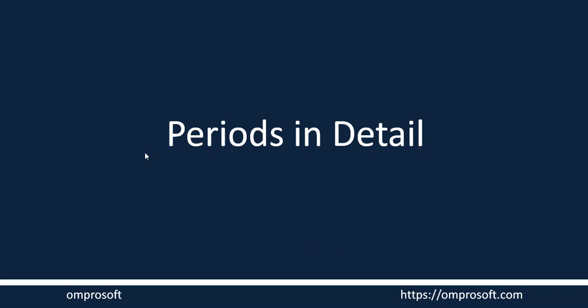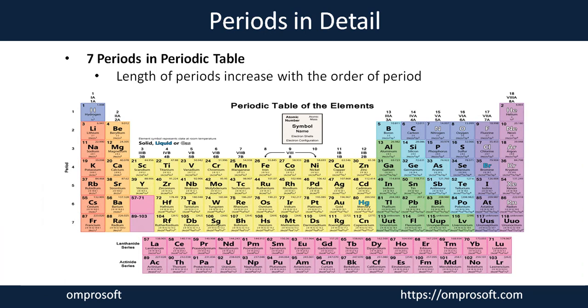With this session, we are going to discuss periods in detail. In the previous session, we discussed groups and periods in brief. We have 7 periods and 18 groups in the periodic table. The elements in periods have consecutive atomic numbers. Now, with this session, we are going to discuss periods in a detailed manner.